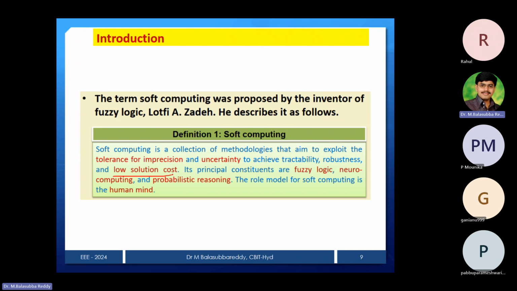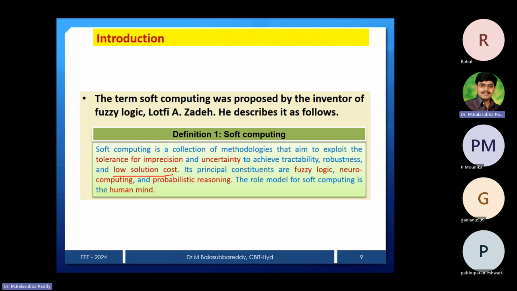Its principal constituents are fuzzy logic, neurocomputing, and probabilistic reasoning. The role model for soft computing is the human mind. The way humans think, these algorithms work in the same way. That's what metaheuristic techniques are, like nature inspired algorithms.